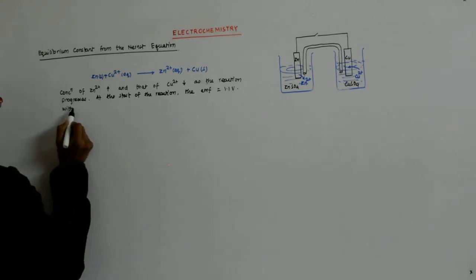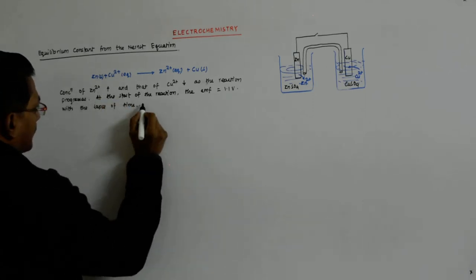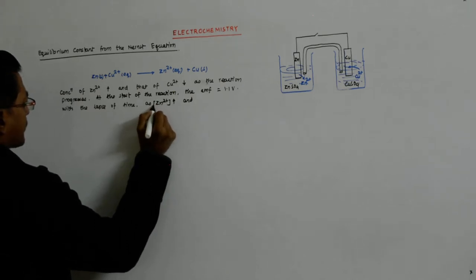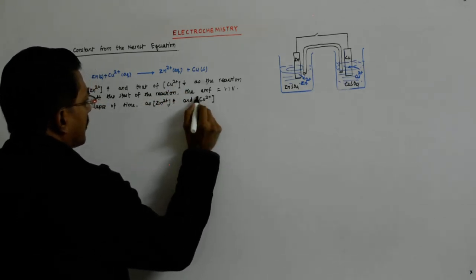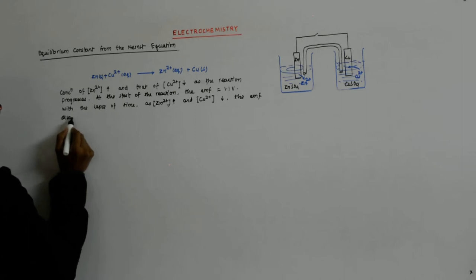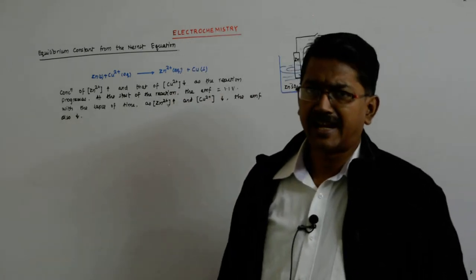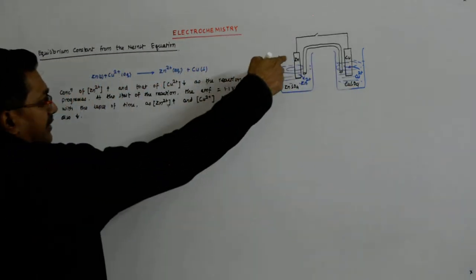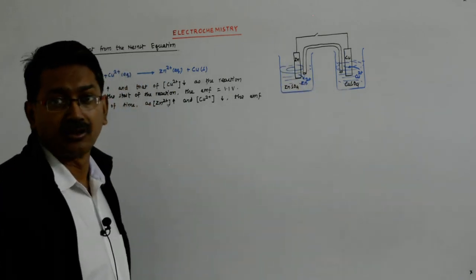With the lapse of time, as the concentration of Zn2 plus increases and the concentration of this decreases, the EMF also decreases. Because at the end of the day, try to understand, it is the conversion of Zn into Zn2 plus that is leaving electrons here, right? And it is the conversion of Cu2 plus into Cu which is taking up that electron, right?